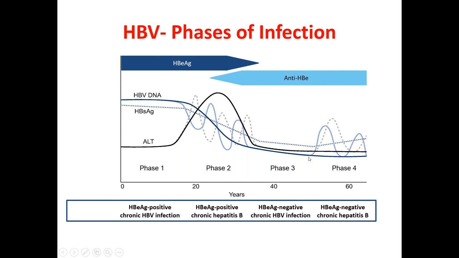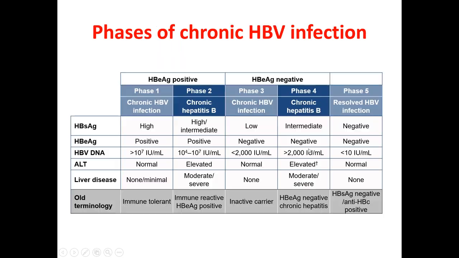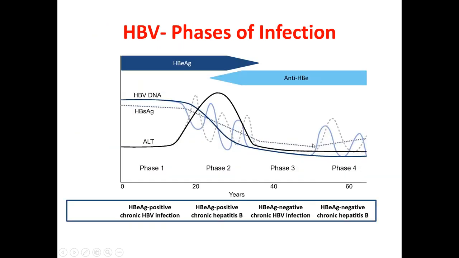Now in some individuals, as we already discussed, mutations can occur in the virus. For example, pre-core mutants or basal core promoter mutants can occur. These mutant strains are able to evade the host immune system and the virus starts replicating again. However, this mutant virus is not as effective as the wild type strain. That's why the DNA level doesn't go as high as previously. Similarly, the level of enzymes also fluctuates because the virus is replicating intermittently. So to diagnose this phase, one has to do repeated liver function tests and also DNA titers.